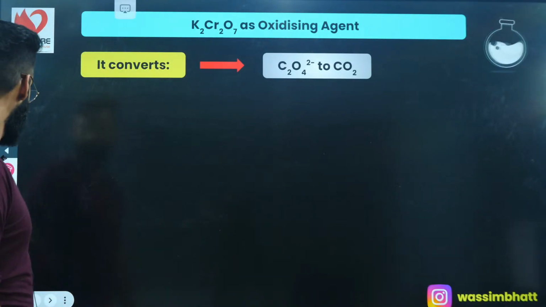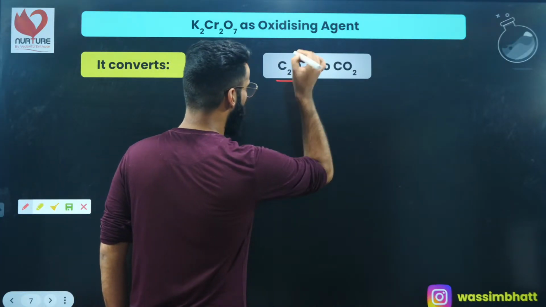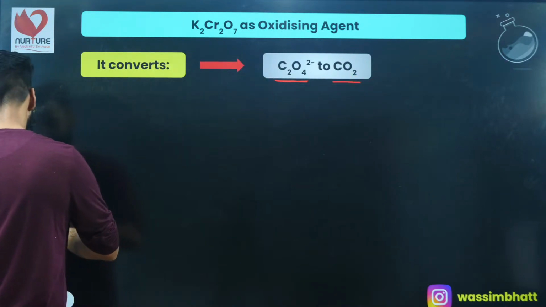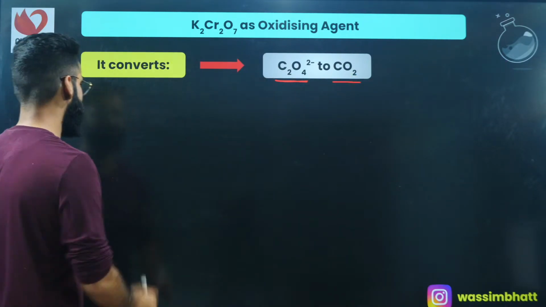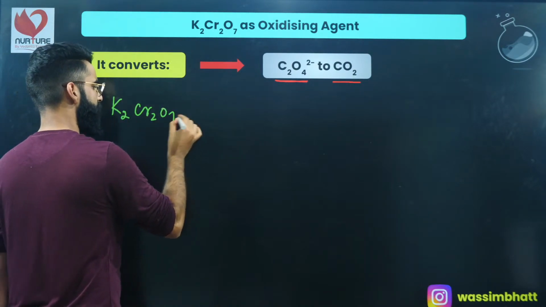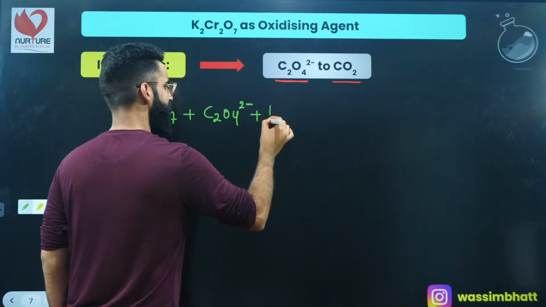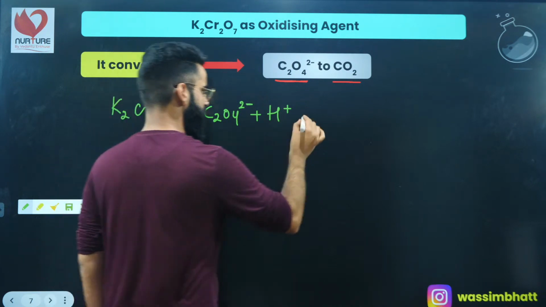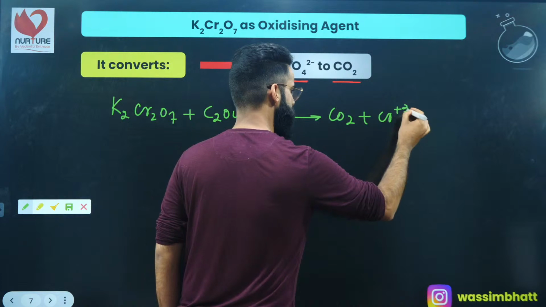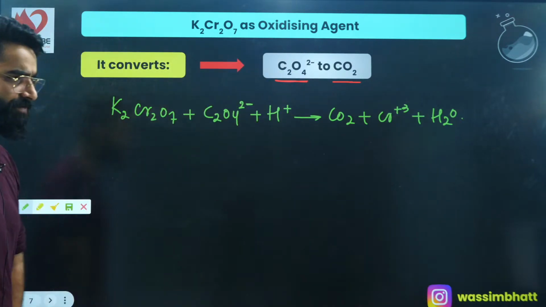See guys, remember K2Cr2O7, which is the oxidizing agent, converts oxalate ion into carbon dioxide. What is the reaction which you are going to write? You'll be writing the reaction like this. K2Cr2O7 converts oxalate ion in acidic medium into carbon dioxide. Itself gets converted into Cr tri positive, and with this you'll be writing H2O as well, right? This is the reaction which is going to happen.